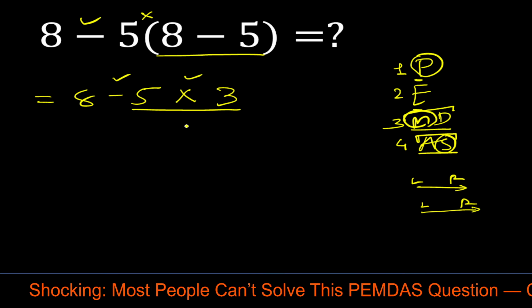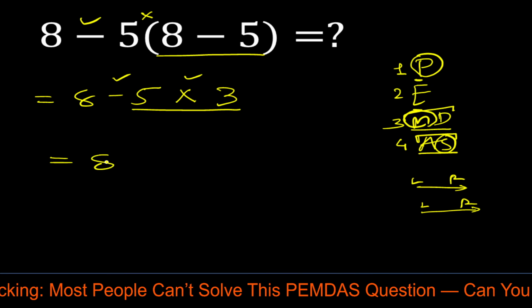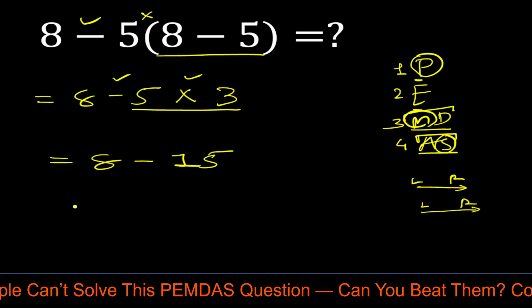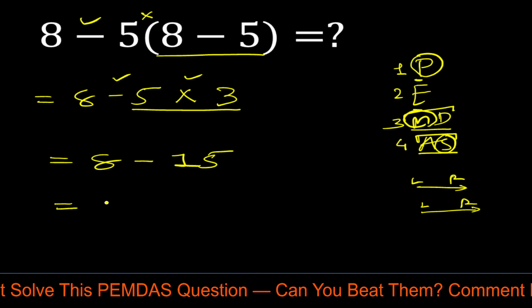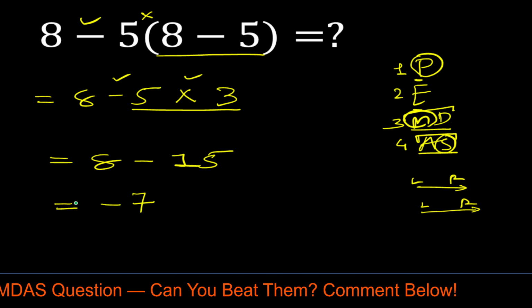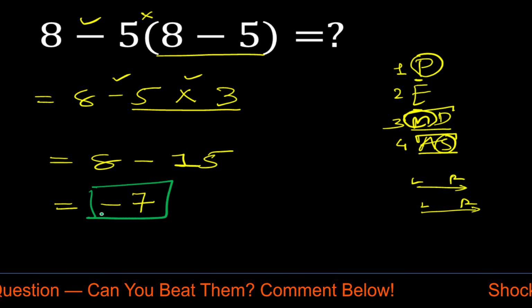So first we have to solve this multiplication. So 8 minus, now 5 times 3 is equal to 15. So 8 minus 15 is equal to minus 7, right? So the correct answer is minus 7.